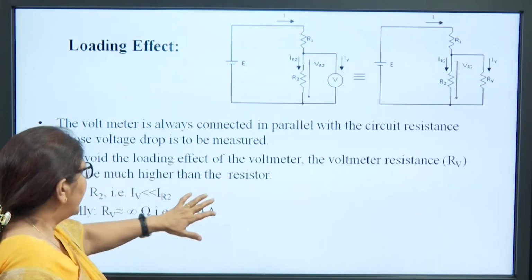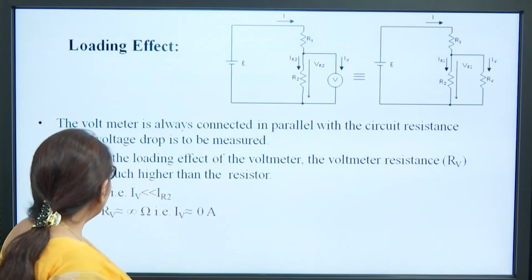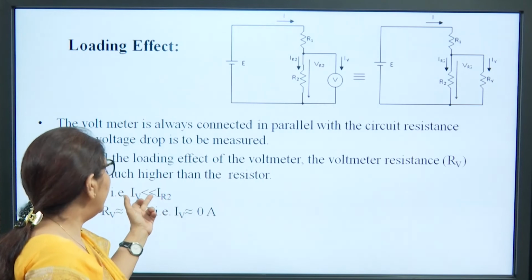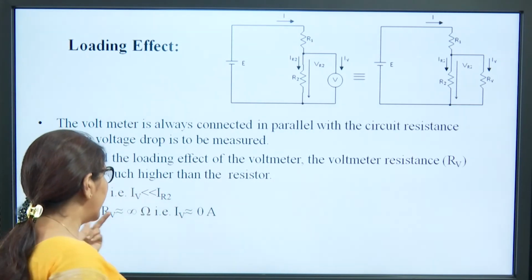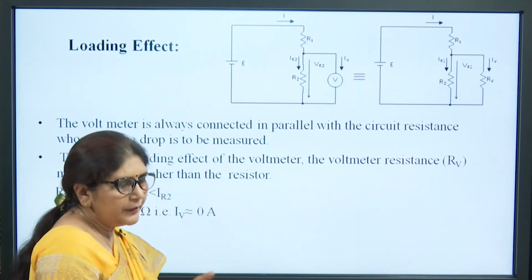So, we must have a higher value of resistance for the voltmeter. RV should be much greater than R2, and so IV should be much less than IR2. Ideally, we assume that a voltmeter has infinite input resistance, and so it should draw very low current.